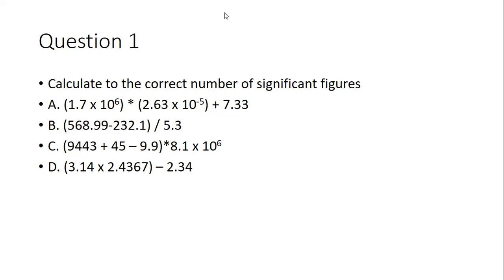Hopefully you've had some time to at least attempt number one. I'm going to walk through that in case you're not feeling confident or you're feeling lost. Hopefully we all remember our order of operations: parentheses come first, followed by multiplication and division, then addition and subtraction. So for number one, the first thing we want to do is 1.7 times 10 to the 6 multiplied by 2.63 times 10 to the minus 5. Hopefully I did that right.